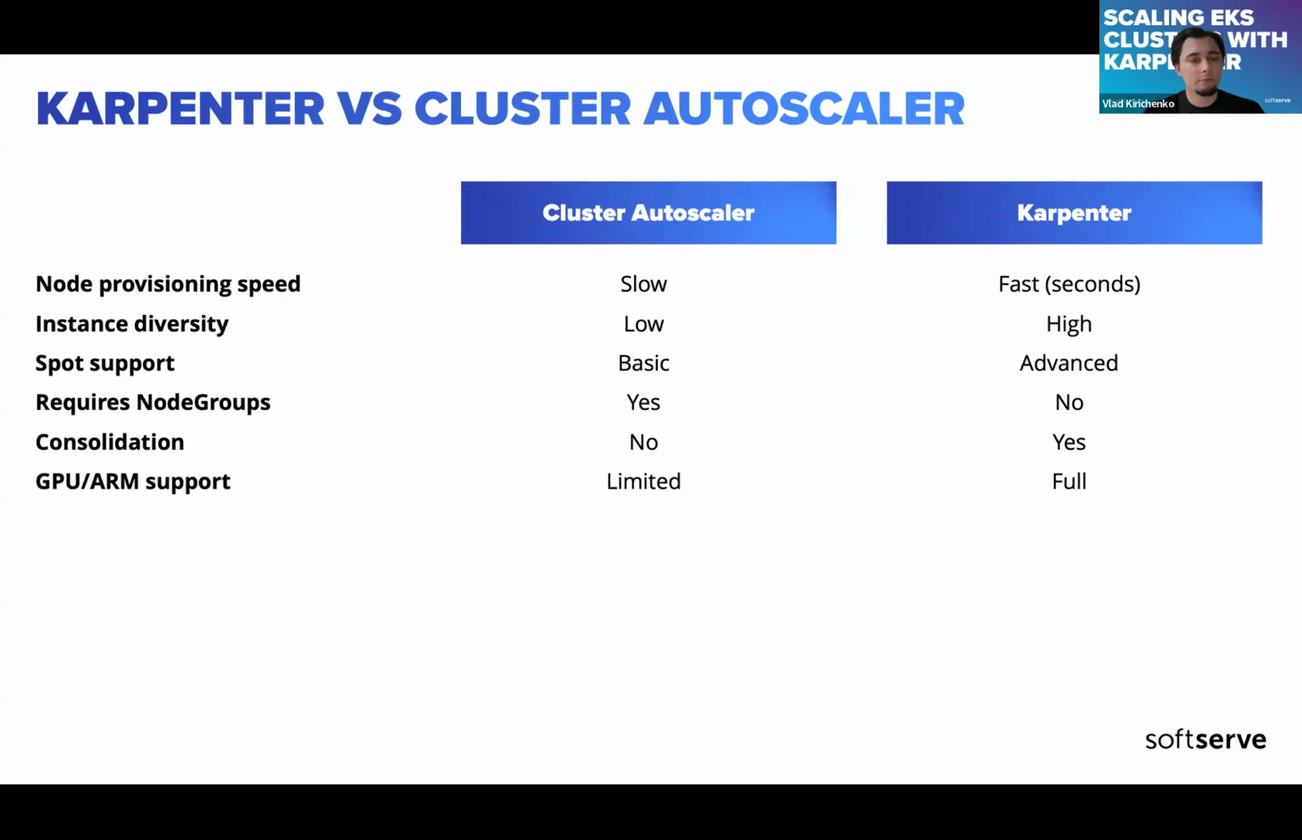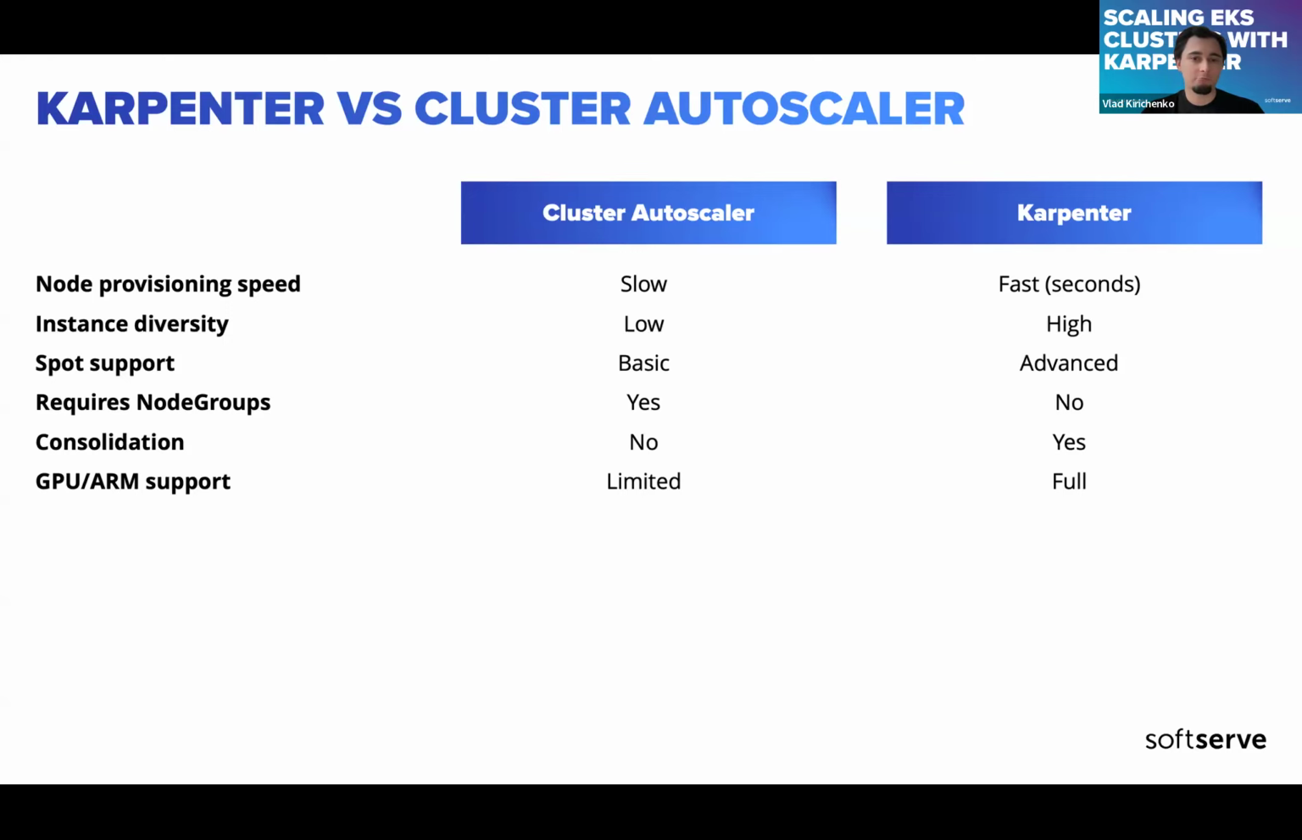So let's compare the two options that we got. Provisioning speed in Karpenter, it's no choice. It works much faster, almost in seconds compared to cluster autoscaler. Instance diversity: we do not limit it to only the specific node types that are in the node group selected. We can just select the node families that we are okay with, and Karpenter selects the best choice for us.